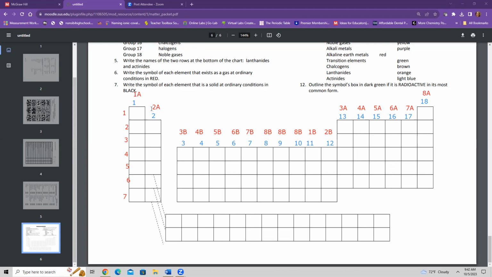All right, the next thing that we need to do is label all of the columns that we've labeled. So I'm going to give you a labeling up here so that you know what they are. 1A is known as the alkali metals. We don't want them all in capitals. Looks like I'm yelling at you. I don't like that. Okay, 2A, and that should be capitalized. Is the alkaline earth metals.